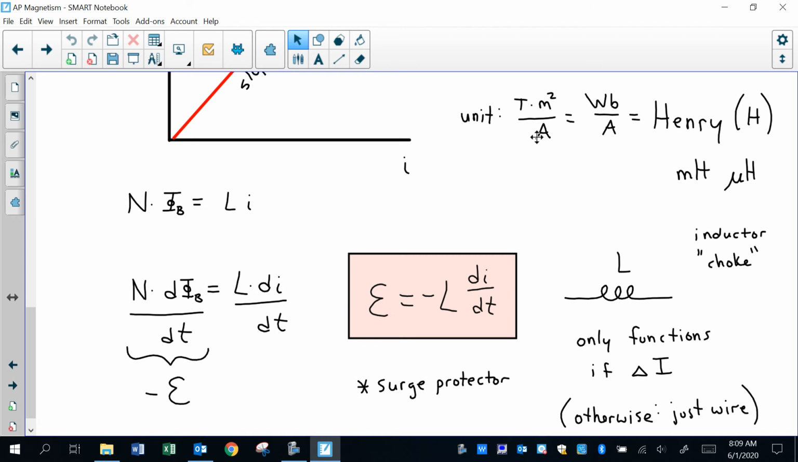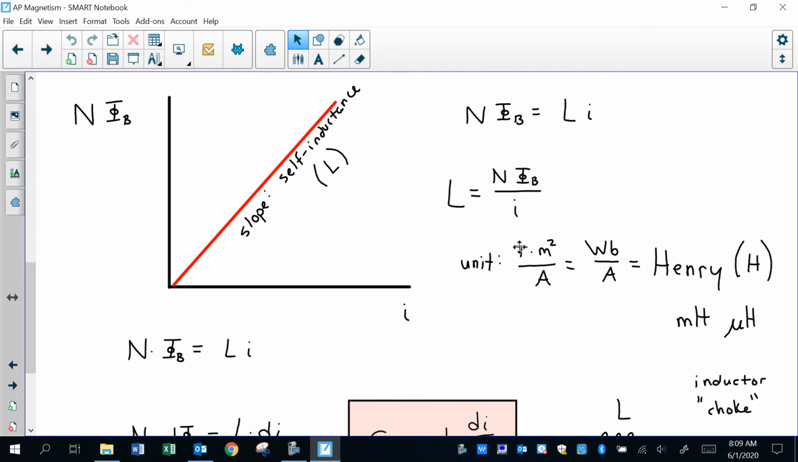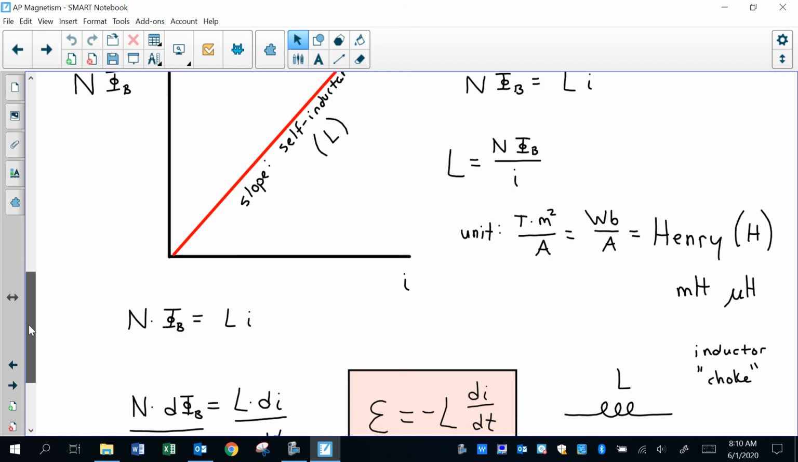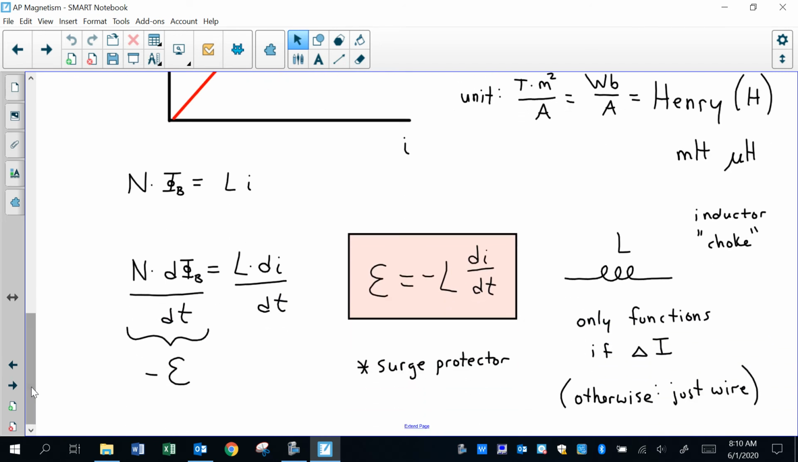So, not our area, I'm sorry, our current. So we end up with our flux divided by the current, which is a Weber per amp, which we call the Henry, capital H. We don't use this very often, but it is a unit, the Henry. We can go millihenries, microhenries. And again, the purpose of this self-inductance in terms of how we use it is it slows down any changes.